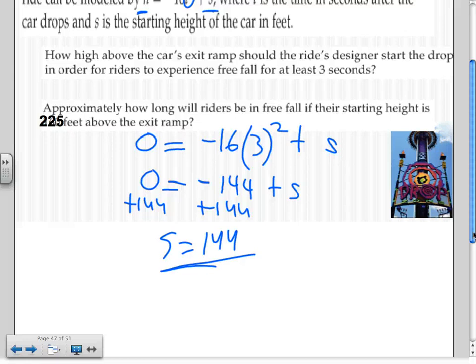And now, look at the second question. It's phrased a bit differently, okay? So I want you to go ahead and look carefully.